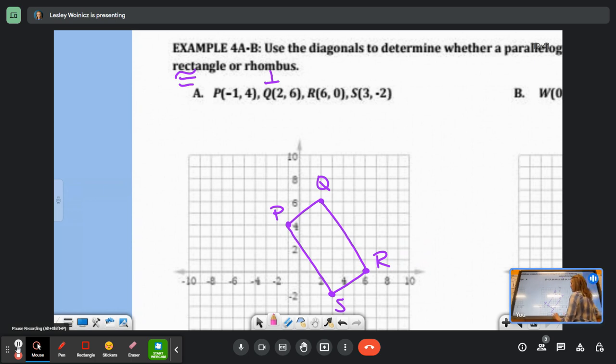Okay, so these are the diagonals. We see that those are not perpendicular, right? Look at the slopes. So we know that it's not a rhombus. So we just have to show that these are congruent, and then we can say it's a rectangle.